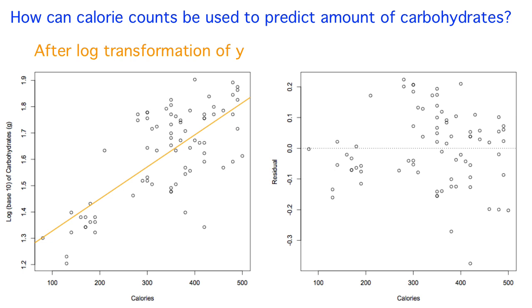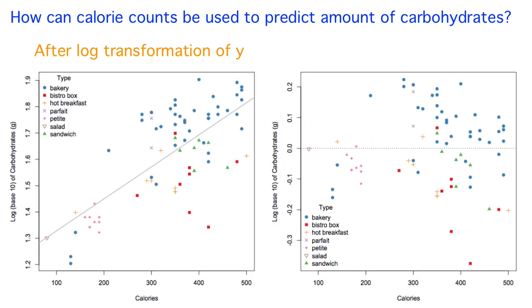Let's replace these plots with the same plots, but this time there are different symbols and colors for the different types of foods that Starbucks sells. The blue circles are bakery items, the pink items are all petite or small items, and we can see that they all have a relatively small calorie count.